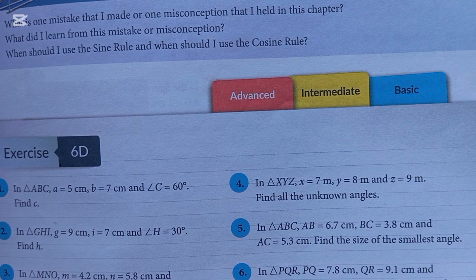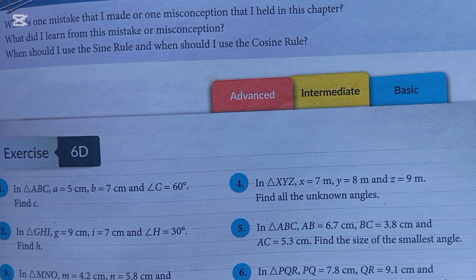We take another question of this same exercise, question number 5. Over here, the statement of the question is, in the triangle ABC, side AB is 6.7 centimeter, side BC is 3.8 centimeter, and AC is 5.3 centimeter. Find the size of the smallest angle. Here we have to find out the measurement of the smallest angle.